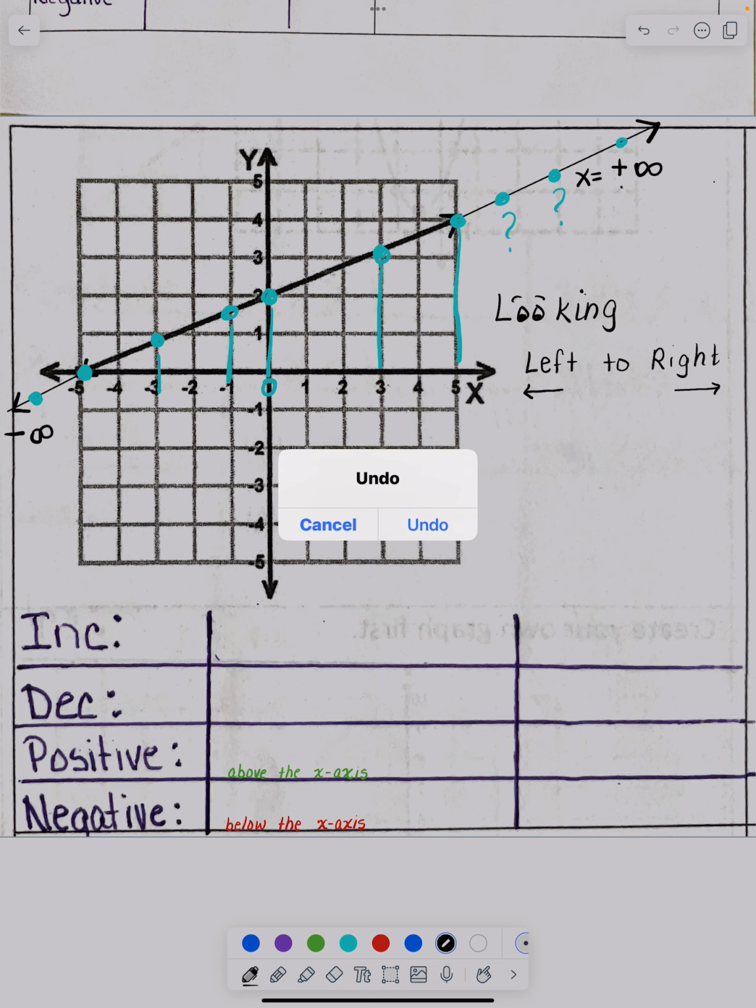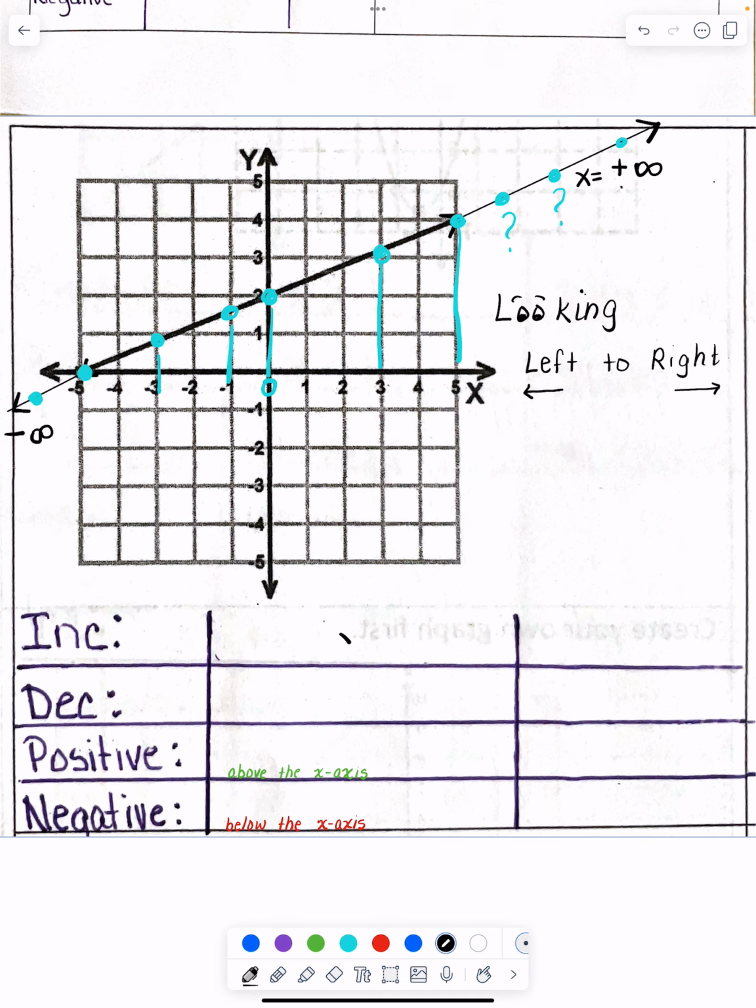So when is something increasing? It is increasing between which two numbers? Smallest number on the left, largest number on the right. This is called set builder notation. It is a set that builds up from the left to the right. Decreasing. This graph never goes down. It is never decreasing. So for decreasing, we can put does not exist. You can put never. Does not exist, not does it exist.